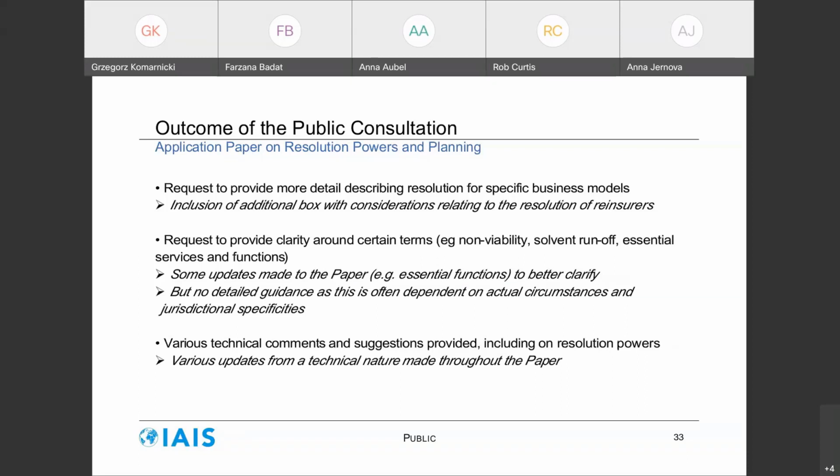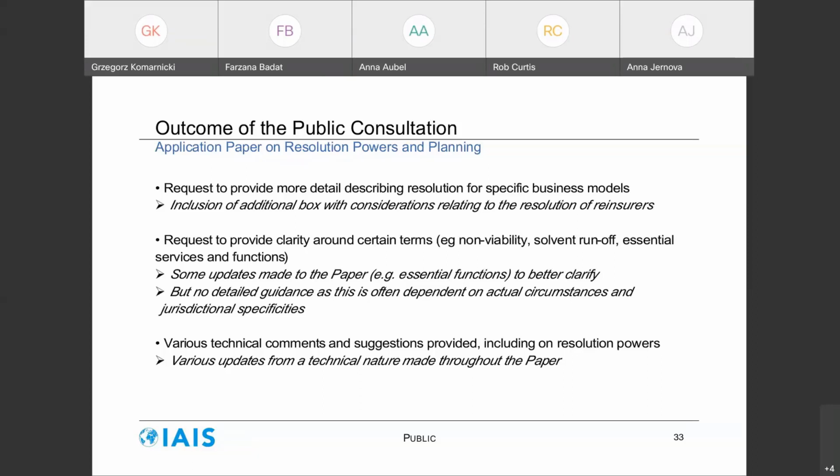To give you some highlights of the more prevalent issues that came forward in the public consultation, we got a number of comments around more detail on resolution for specific business models, reinsurance being the one that we were asked to further expand upon the most often. So you will see a box in the paper that talks about considerations for the resolution of reinsurers alone.